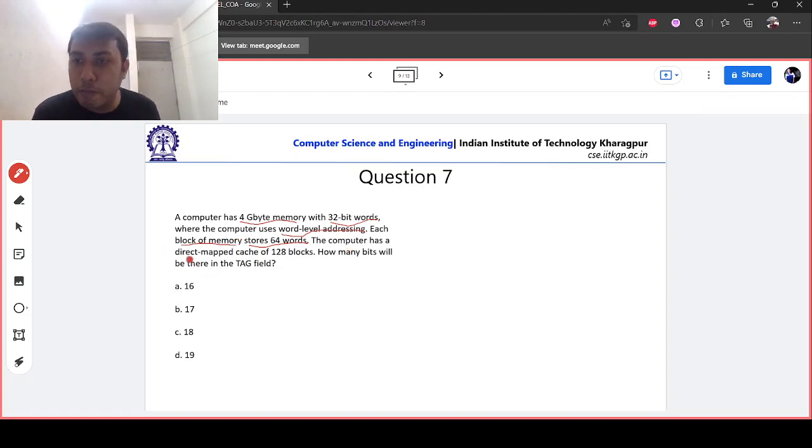Also, the computer has a direct map cache. This is not said to be associative mapping. This is a direct map cache of 128 blocks. So, how many bits are there in the tag field? Again, let's go into it one by one. First is 1 word is 32 bit. So we can write it as 4 byte, right? So the one word is 4 byte.